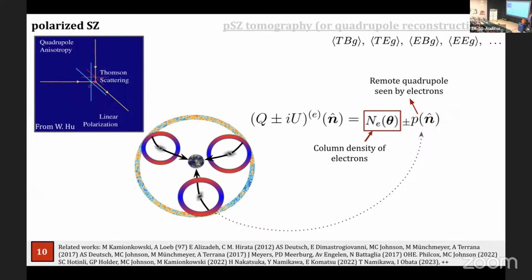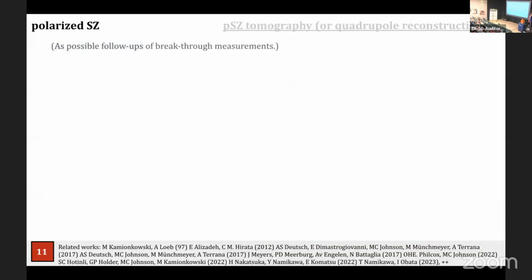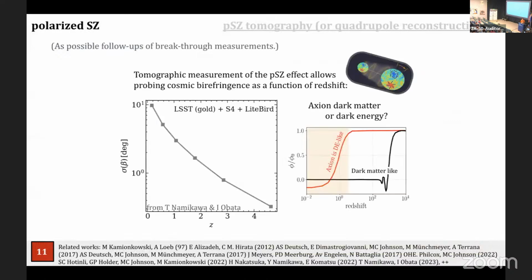There are many reasons, in my opinion, to be excited about something like this. And essentially the main reason I would argue is for possible follow-ups, for breakthrough measurements. One example is the tomographic measurement of the birefringence by cross-correlating the pSZ effect with galaxy surveys, as shown in this work by Namikawa and company, and we have also shown before that, which allows one to constrain, if the birefringence is observed, whether it's dark energy-like or dark matter-like. So I can talk about that more as well.